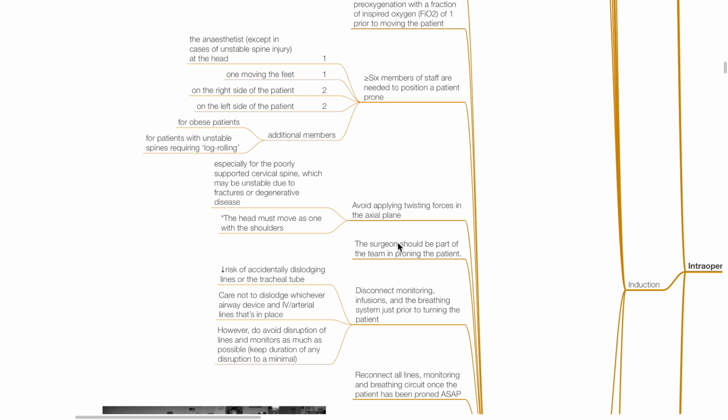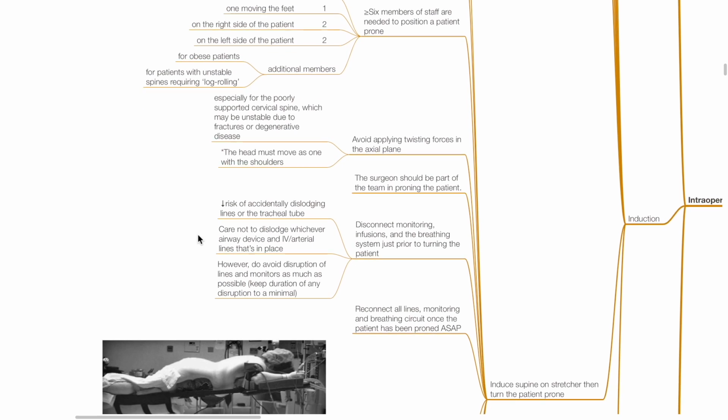Avoid applying twisting forces in the axial plane, especially for the poorly supported cervical spine, which may be unstable due to fractures or degenerative disease. The head must move as one with the shoulders. The surgeon should be part of the team proning the patient.